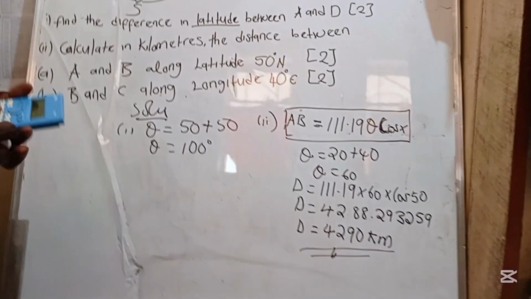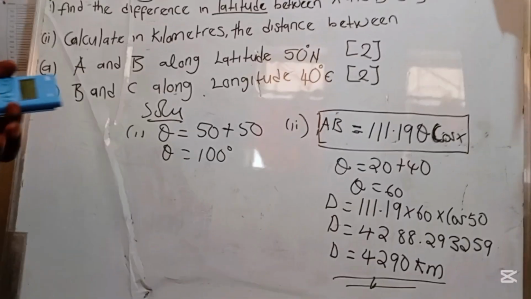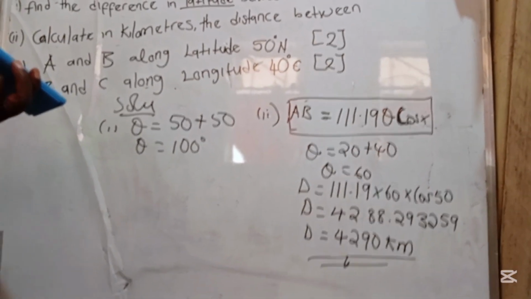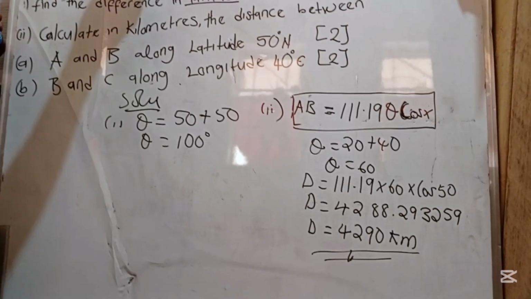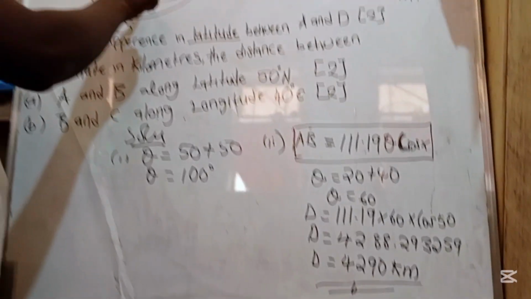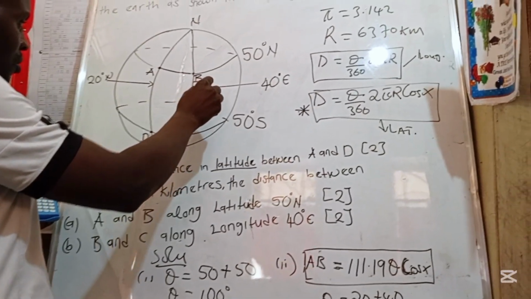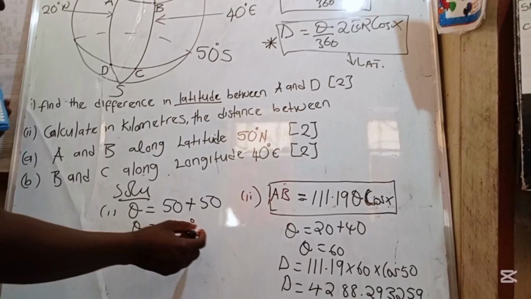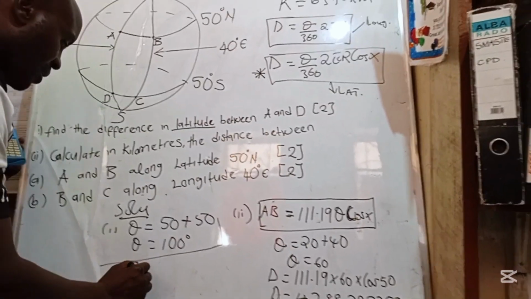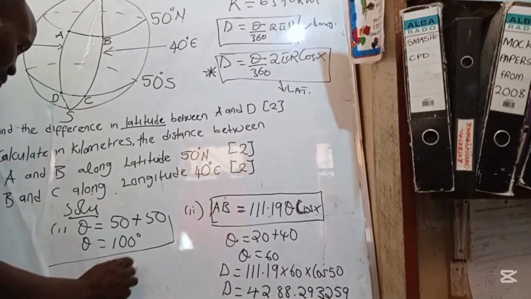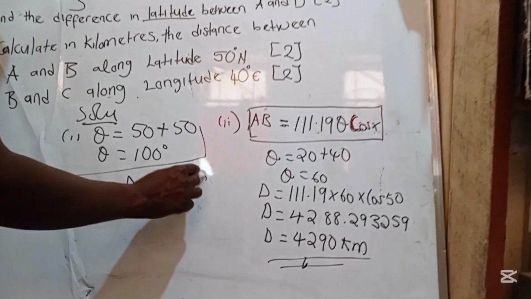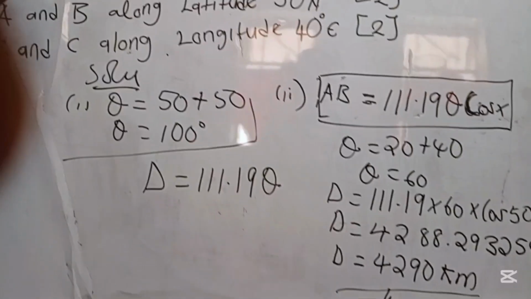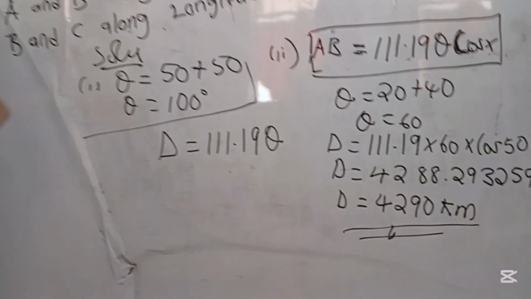How do we get the distance along BC? BC, ladies and gentlemen, is along the 40 east longitude. The formula is so simple, you are going to enjoy it. How do we find the distance? Distance is equal to 111 theta, in kilometers. That's all. This is how we find the distance along the longitude.